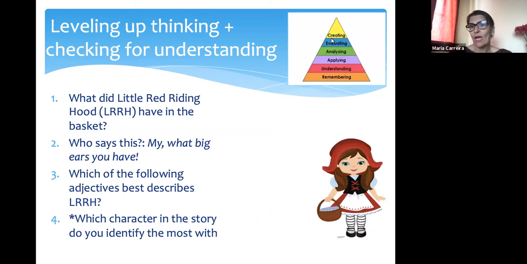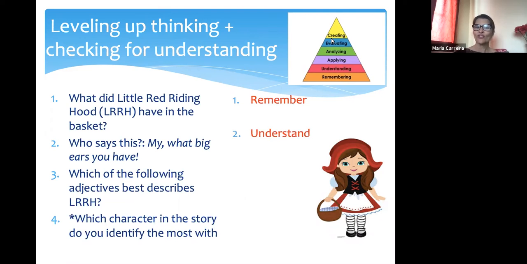This is a quiz I made up for purposes of this presentation, and it could be turned into a poll. I'll show you how I do that. So now I'm going to use it to check for understanding in this hypothetical class where I'm going to use Little Red Riding Hood, as well as for leveling up thinking. The first question, what did Little Red Riding Hood have in the basket, is a straightforward remembering question.